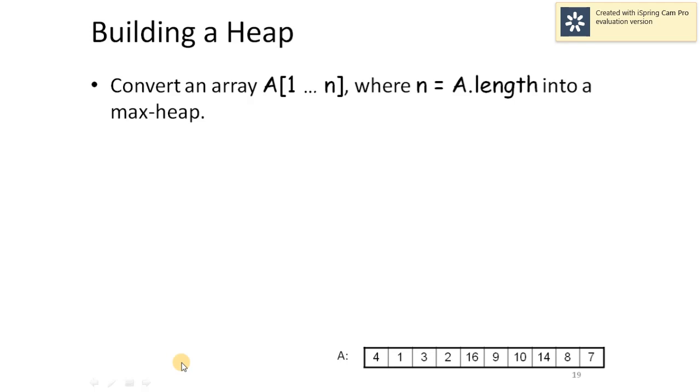We are provided with an array A with contents from index position 1 to n. N is nothing but the length of the array, and we have to convert this array into a max heap. That means we have an array something like this: 4, 1, 3, 2, 16, 9, 10, 14, 8 and 7.